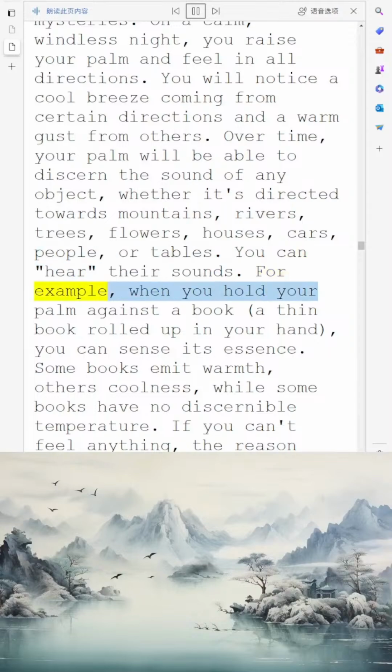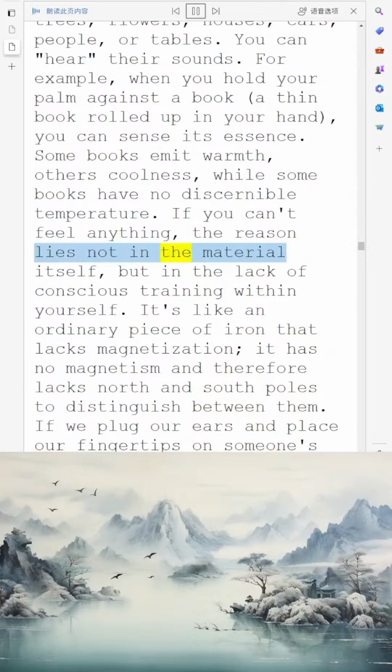For example, when you hold your palm against a thin book rolled up in your hand, you can sense its essence. Some books emit warmth, others coolness, while some books have no discernible temperature. If you can't feel anything, the reason lies not in the material itself, but in the lack of conscious training within yourself. It's like an ordinary piece of iron that lacks magnetization. It has no magnetism and therefore lacks north and south poles to distinguish between them.